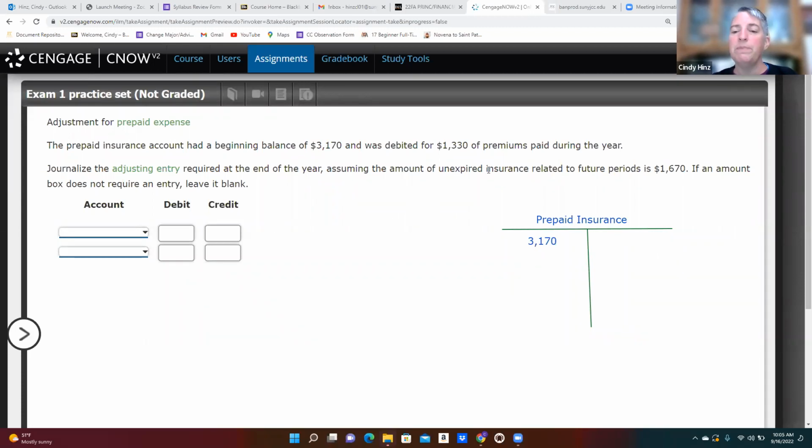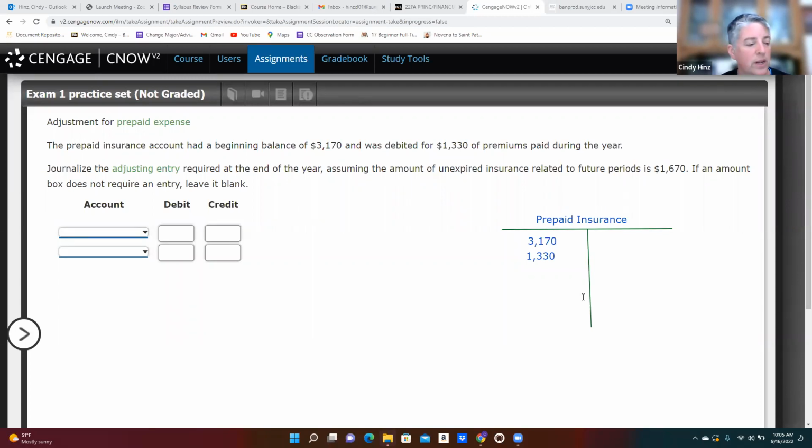And then during the year, we bought some additional insurance, and that insurance had a value of $1,330. And so at that point, the total balance in our prepaid insurance would be $4,500, $4,500 worth of insurance.